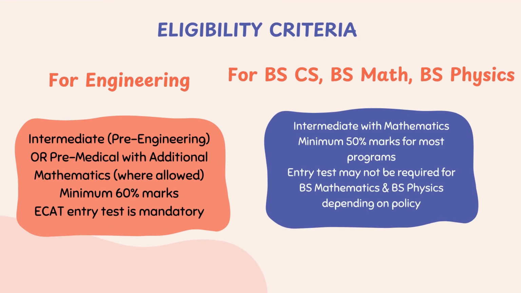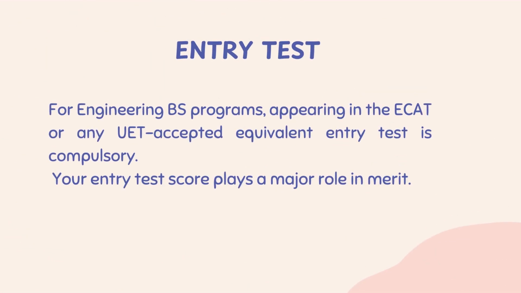For engineering BS programs, intermediate pre-engineering, or pre-medical with additional mathematics where allowed, with minimum 60% marks. The ECAT entry test is mandatory. For BS CS, BS Math, and BS Physics, intermediate with mathematics, minimum 50% marks for most programs. The entry test may not be required for BS Mathematics and BS Physics depending on policy. For engineering BS programs, appearing in the ECAT or any UET accepted equivalent entry test is compulsory. Your entry test score plays a major role in merit.